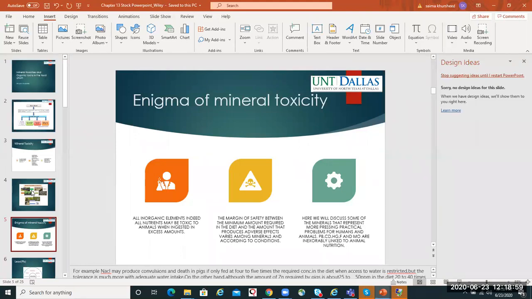Here we will discuss some of the minerals that present more pressing practical problems for humans and animals. For example, we have lead, cadmium, mercury, fluoride, and molybdenum, which are inexorably linked to animal nutrition.